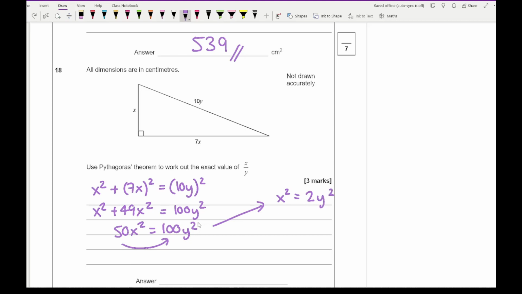Then if I take the y over the other side, I get x squared over y squared equals 2. Now I want to work out what x over y is, so if I square root both sides, I get x over y equals root 2.